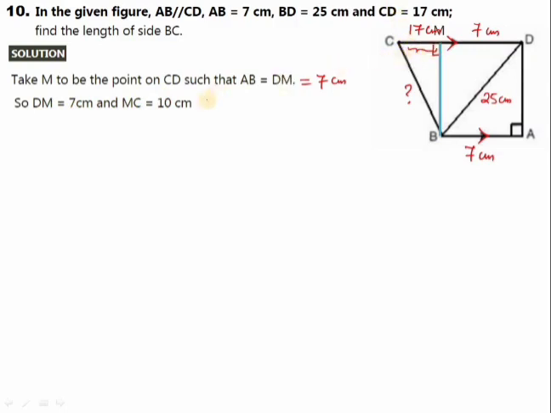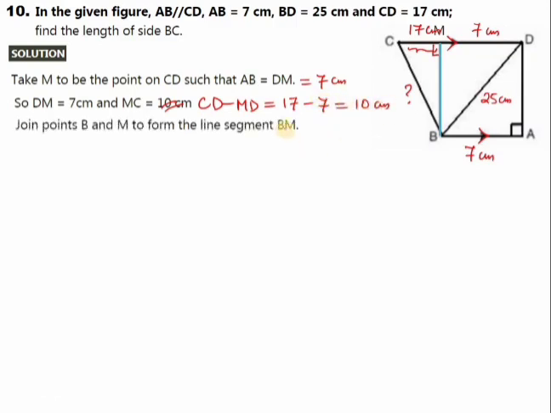How? You can write MC equals CD minus MD. CD is 17 minus MD. MD is how much? MD is 7, right? So this is exactly 10 centimeter. Okay, we have joined all the points. Join B and M to form a line segment BM. So BM is parallel to AD, and also BM is equal to AD, right?